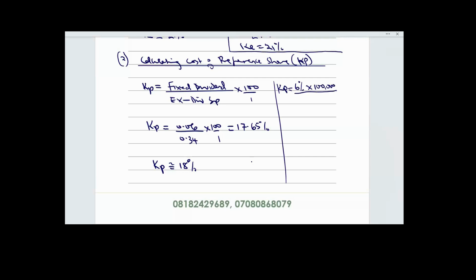Okay, divided by XDIV share price. The XDIV share price is 34 kobo. 0.34 multiplied by 100,000, because nominal value is 100,000. So all multiplied by 100 over 1. So it will still be the same thing. My KP will then be equal to 6,000 naira divided by 34,000 naira, all multiplied by 100 over 1. So KP will still remain approximately as 18%.